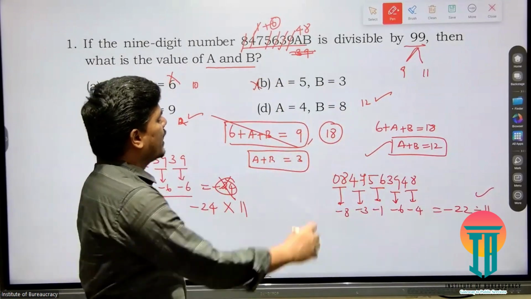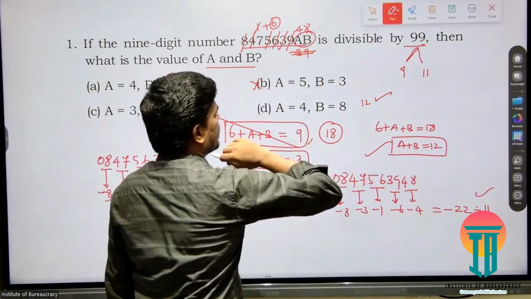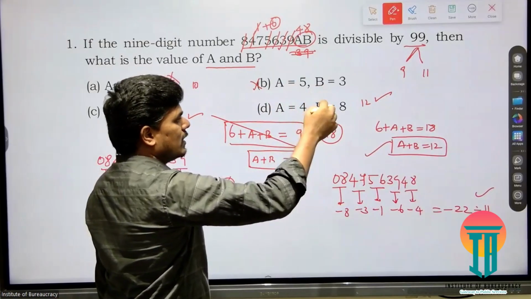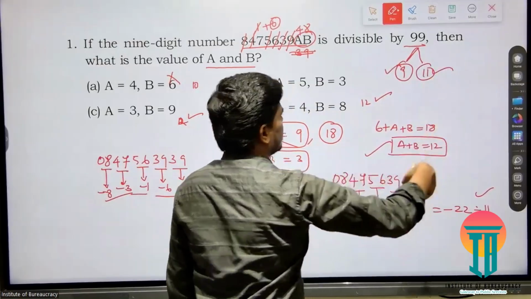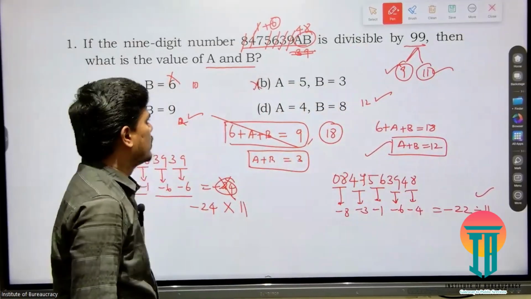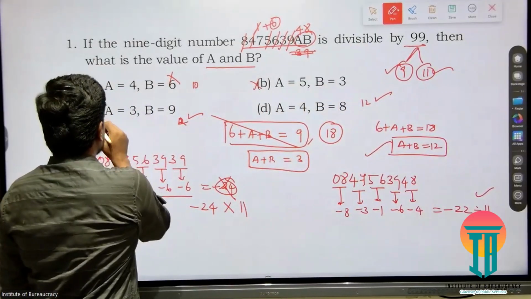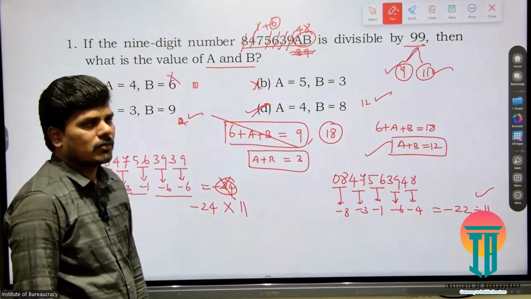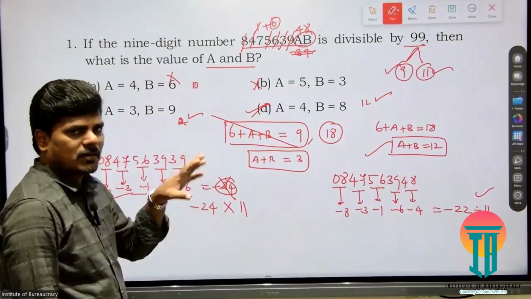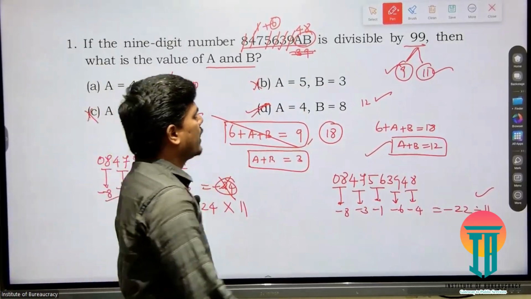If you take A and B as 4 and 8, it is divisible by 9 as well as divisible by 11. Therefore, it is going to be divisible by 99. So this is vanished. This is not true. Therefore, only this option is correct for the question. Okay, hope we have understood. Let's move on to the next question.